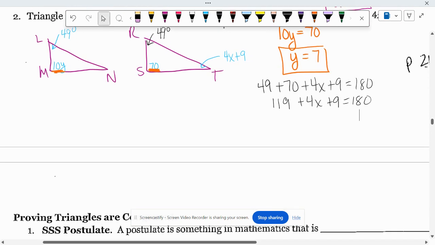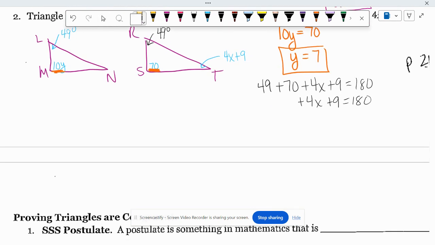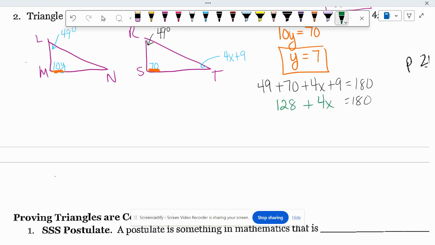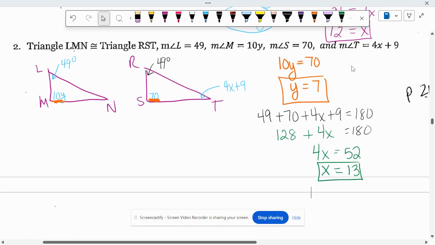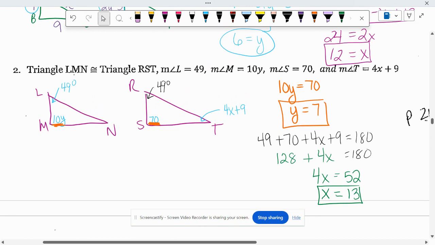I don't know why I didn't combine those. I'm going to stop for a second. What's 119 plus 9? Why did I not combine them? Thank you. 128 plus 4x. That's even better. So I'm going to subtract 128 from both sides, which means that 4x equals 52. Divide both sides by 4. X equals 13. So y is 7 and x is 13. How do we feel about those?